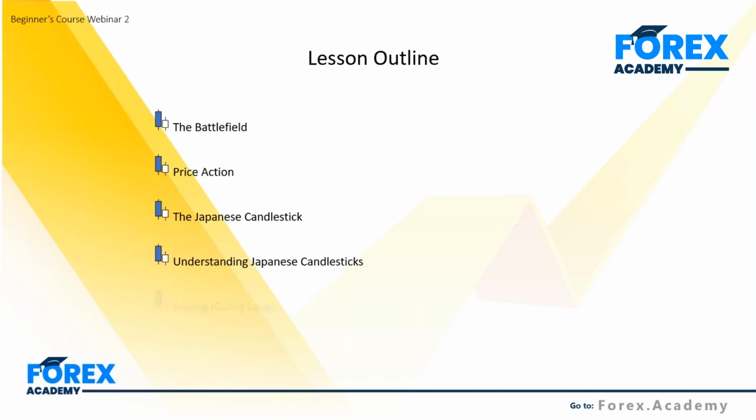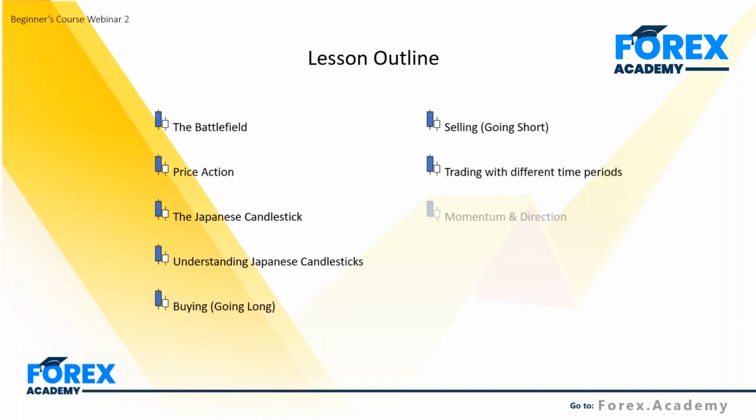With today's specific lesson outline, we will be looking at the battlefield, discussing price action and the Japanese candlestick structures, understanding Japanese candlesticks inside out. So within their own structures of price action, they actually provide signals to forward or future price movement. Buying, which is going long, and selling, which is going short. Trading with different time periods, momentum and direction, identifying trends, and finishing off with market sentiment again.